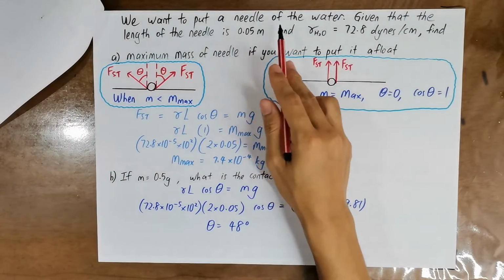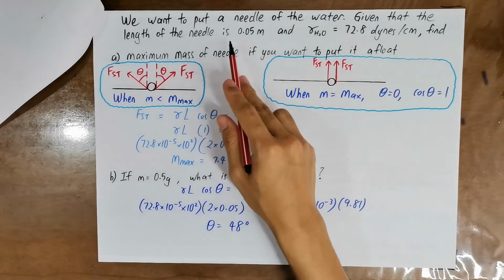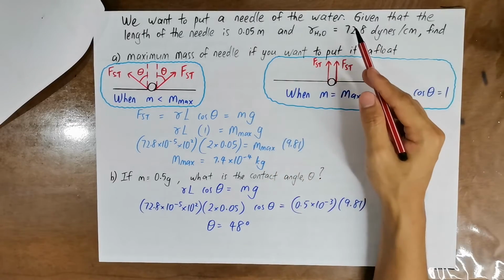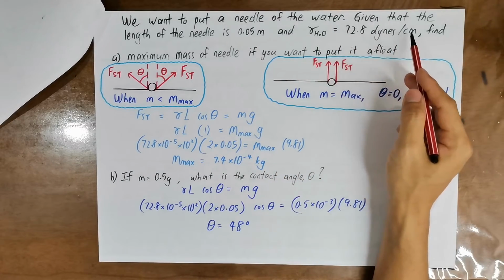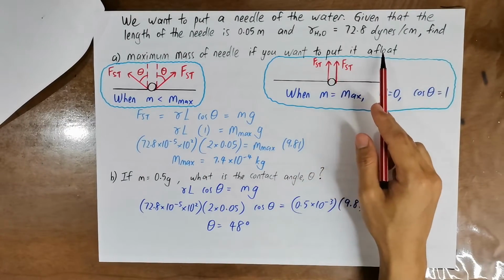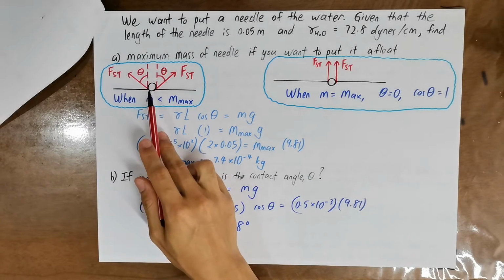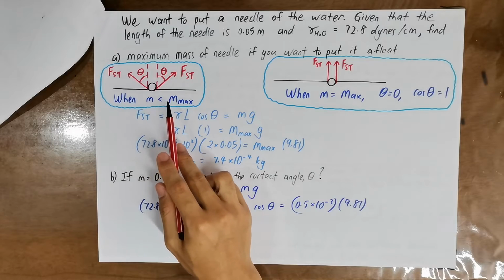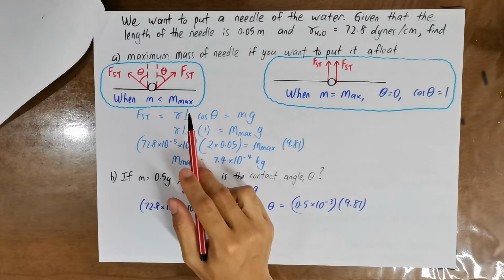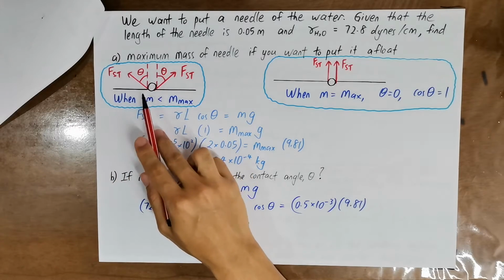So now we want to put a needle on the water. Given that the length of the needle is 0.05 meter and the gamma is 72.8 dynes per centimeter, please find the maximum mass of the needle if you want to put it afloat on the water. So for example, when the mass of the needle is less than the maximum possible mass, you will realize that the surface tension force is in this direction.